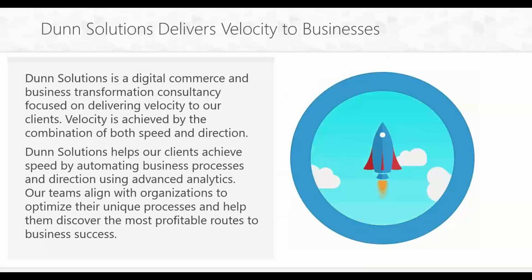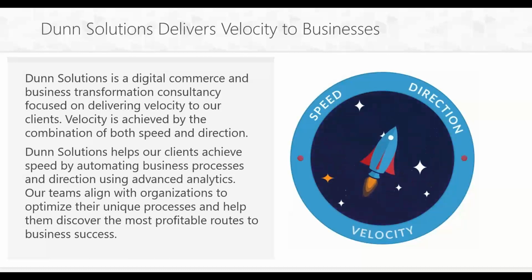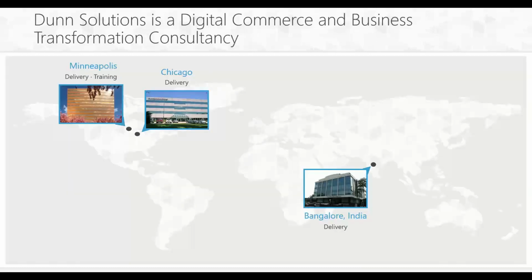All right, so what is Dun Solutions? Dun Solutions is a digital transformation consultancy company focused on bringing velocity to our clients. Velocity is made up of two main components, speed and direction. We bring speed through process automation and direction through analytics. After all, if you're going to go fast, you better be going fast in the correct direction. Dun Solutions has a long history of delivering innovative business technology solutions to companies. We are headquartered just outside of Chicago and have offices in Minneapolis and Bangalore, India.